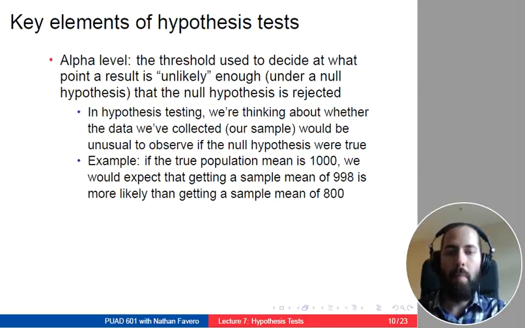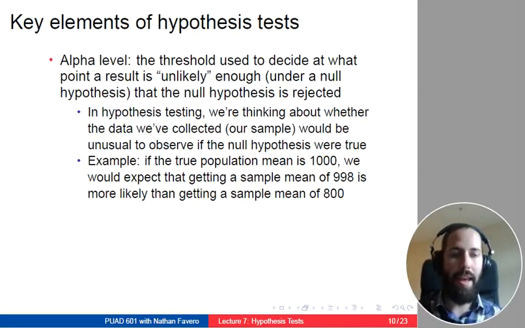That's my benchmark. If that were true, we would expect that getting a sample mean of 998 would be much more likely than getting a sample mean of 800. That's because, as long as we've used random sampling, we expect that our sample is going to be more likely to give an answer that's close to the truth than an answer that's really far away from the truth.